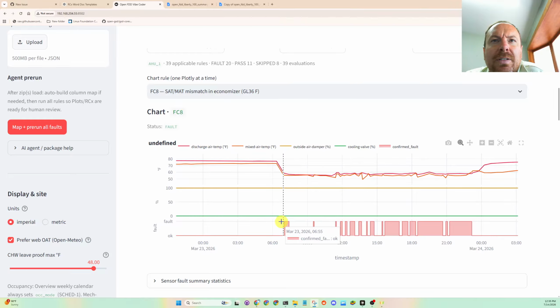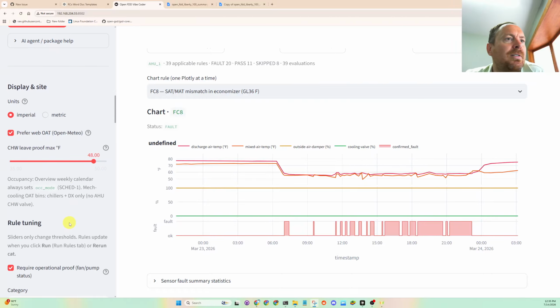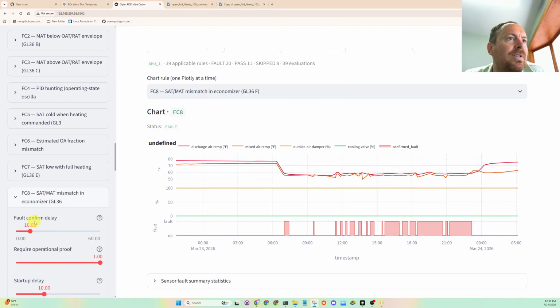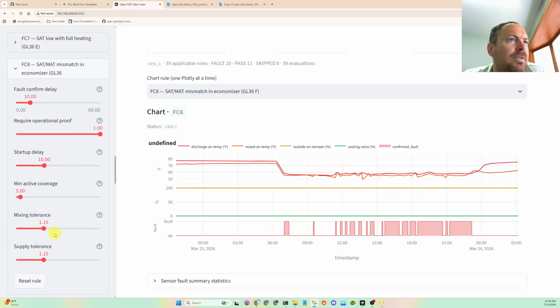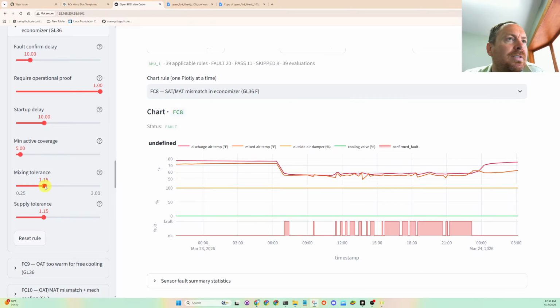Okay, so we're getting some faults here. This yellow line is showing that the outside air damper is 100% open. There's also some really funny things in this data. I'm starting to wonder if this 100% means 100% closed, because there are some things that just don't make sense. I'll show you later, I have this documented. But okay, let's play around with tuning this fault rule, fault condition 8. Let's bump up our tolerances.